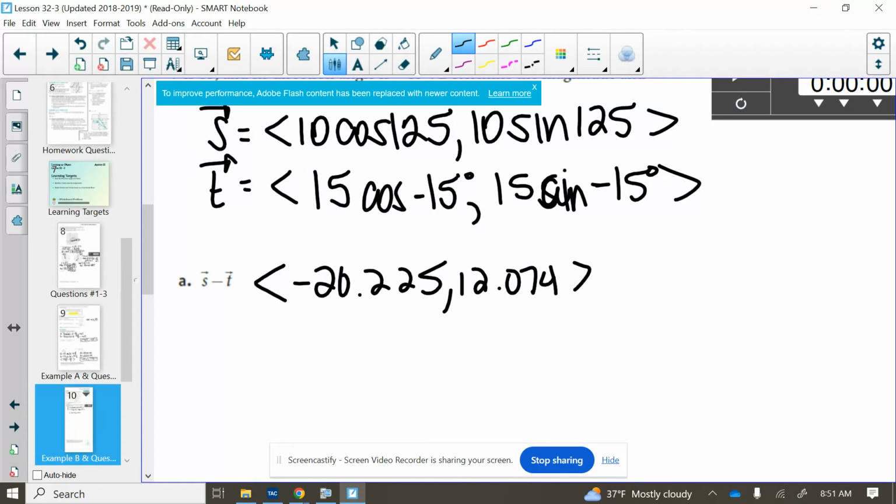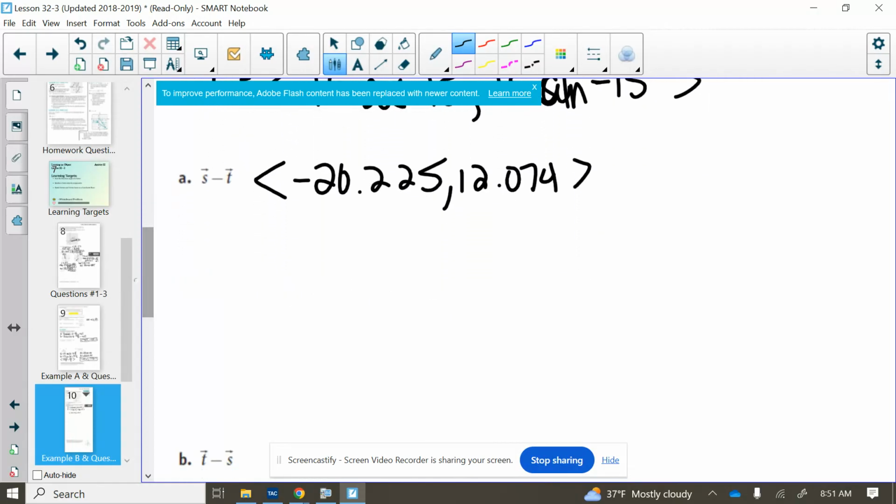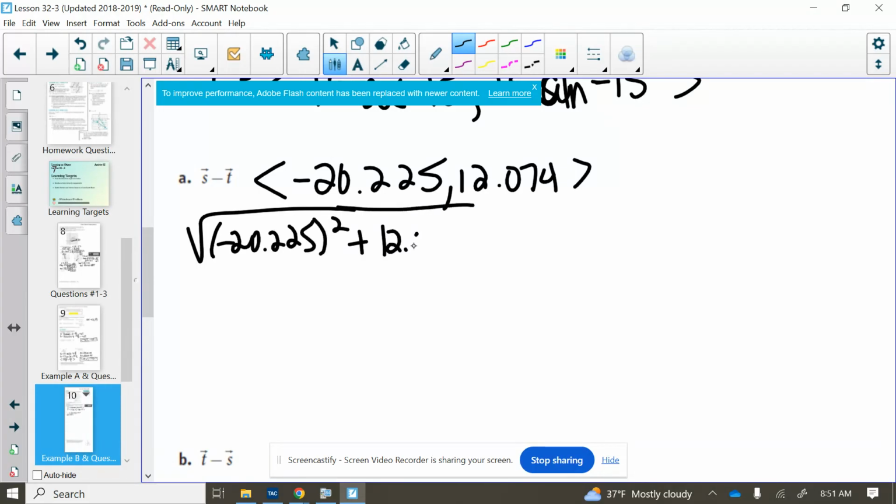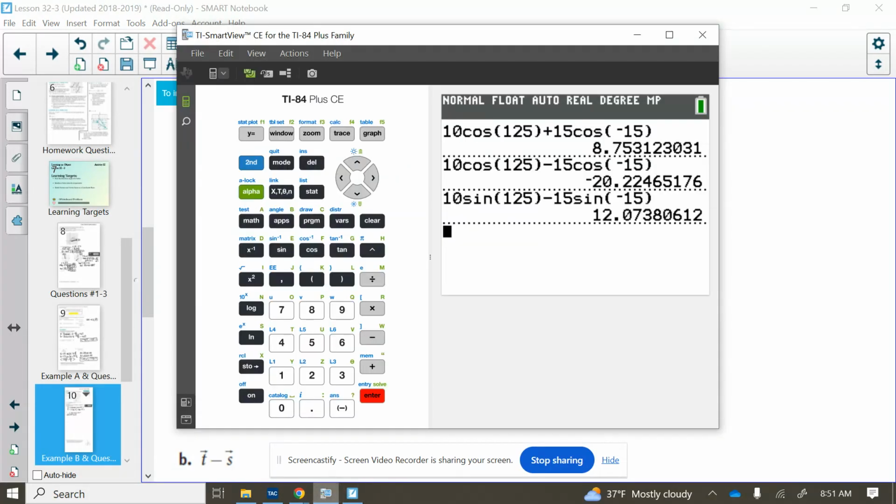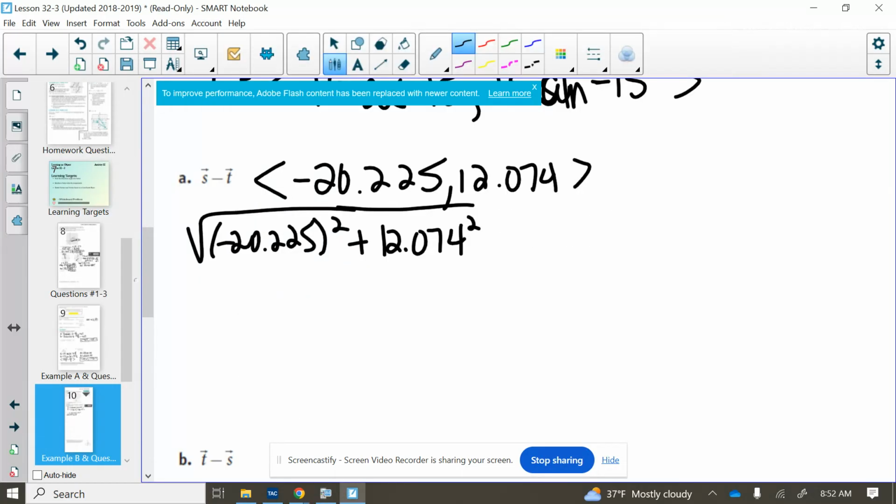All right, next we want the magnitude and the direction of these. So we're going to take the square root of negative 20.225 squared plus 12.074 squared. And our final answer, using some parentheses, our A value squared plus our B value squared, gives us a magnitude of about 23.55.